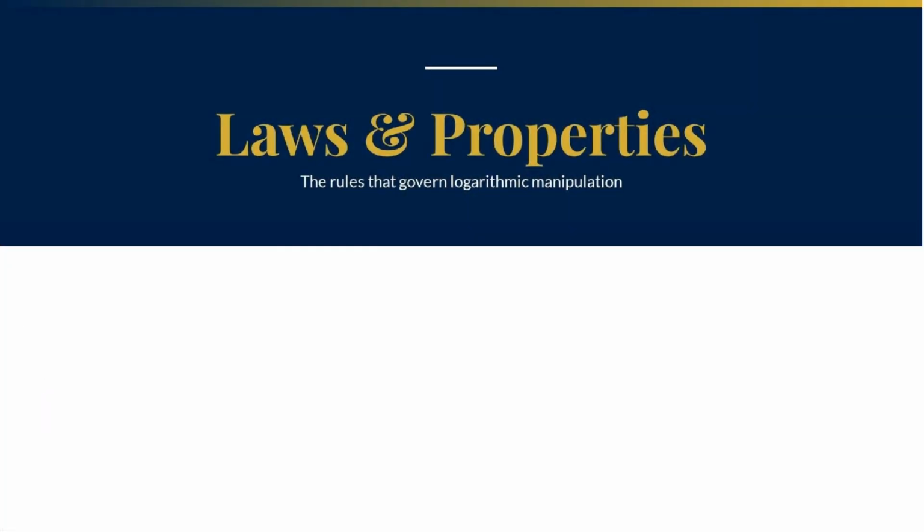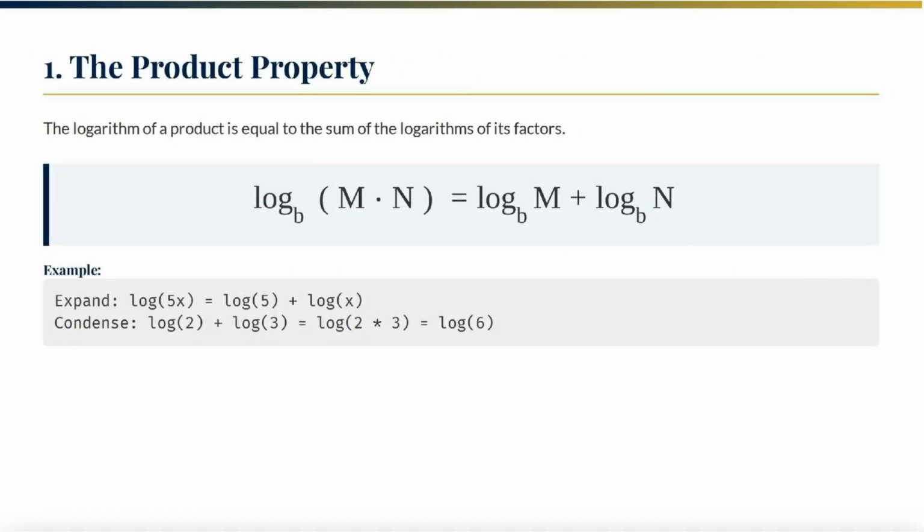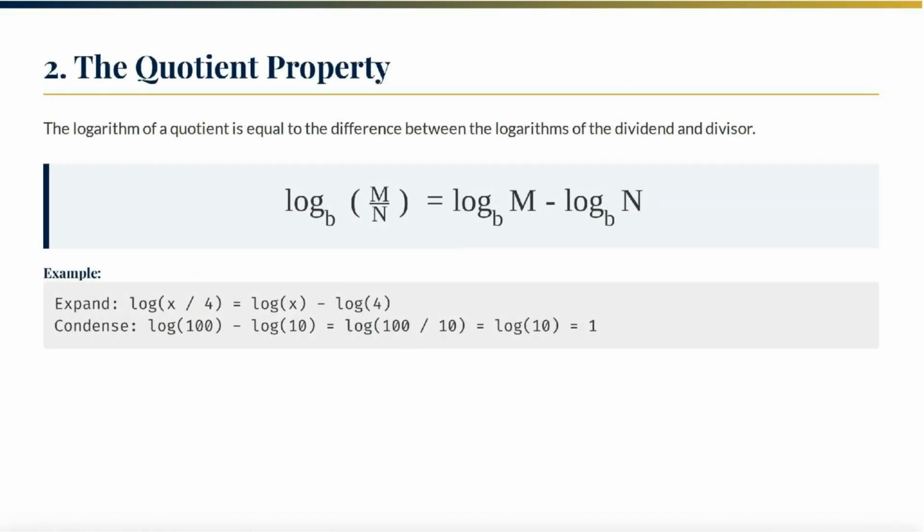Now let's look at the laws and properties that govern how we manipulate logarithms. The product property states that the logarithm of a product is equal to the sum of the logarithms of its factors. This is useful for both expanding and condensing logarithmic expressions. The quotient property follows a similar logic. The logarithm of a quotient is the difference between the logarithms of the dividend and the divisor.